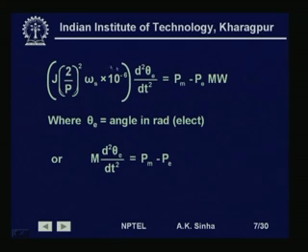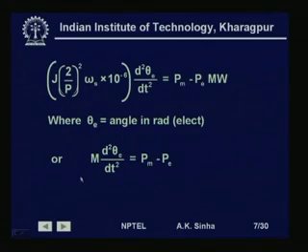Now, this term in bracket, as we have shown earlier, is what we call the angular momentum of the rotating mass, which is the rotor of the turbine and the generator system. So, this we write as M. So, we get M d2 theta e by dt2 is equal to Pm minus Pe.